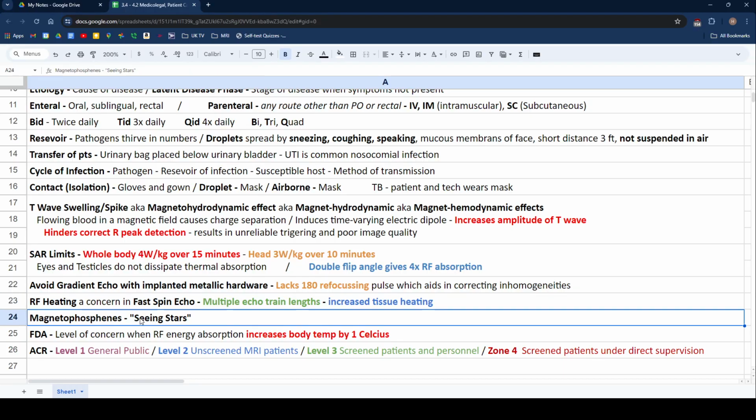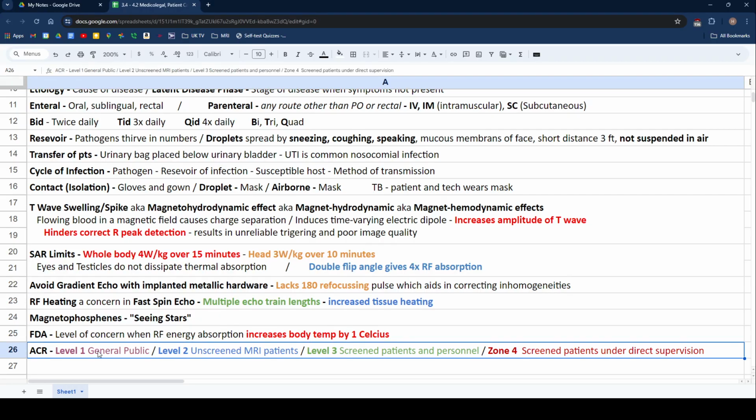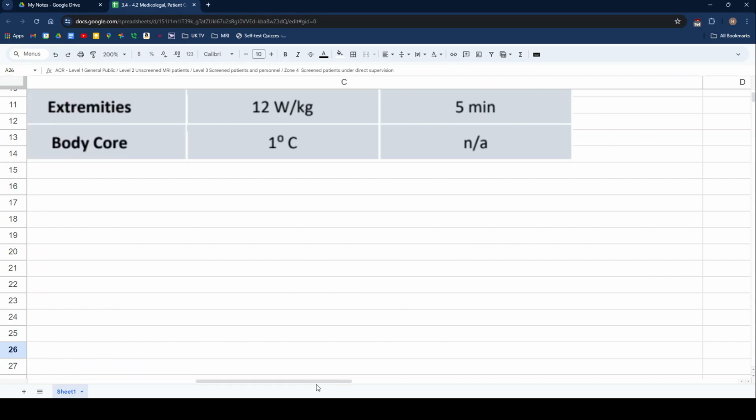Magnetophosphenes is seeing stars. For the FDA, the level of concern is where the RF energy absorption increases body temperature by 1 degree Celsius. So for the ACR, level 1 is for the general public, or zone 1. Zone 2 is unscreened MR patients. Zone 3 is screened patients and personnel. And zone 4 is for screened patients under direct supervision.